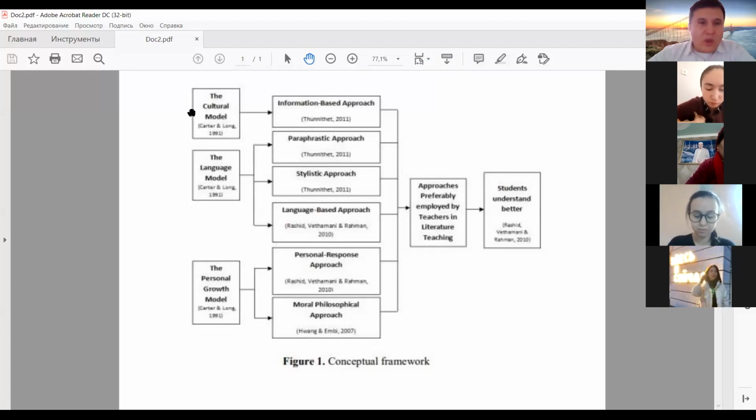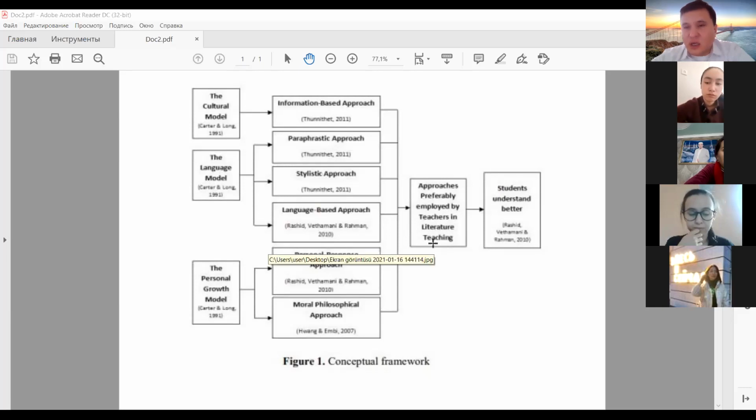Okay, so we have finished the three models, dear students, and now we have to continue with the approaches. Before getting down to the video that I'm going to demonstrate, which is connected with approaches of teaching literature in second language learning classes, I would like to say that all these approaches and models of teaching literature are preferably employed by teachers in literature teaching, and as a result, it helps you to understand literature better.